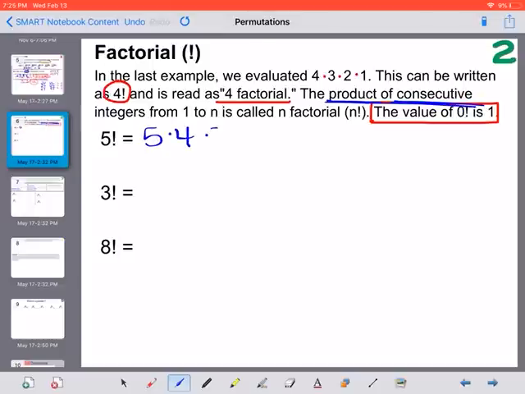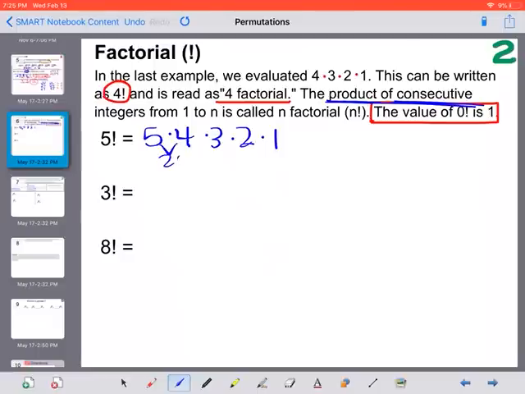5 times 4 times 3 times 2 times 1. Now, we can multiply this out using our calculator, or using our head, or I can actually show you where on your calculator you can find the factorial button. There's a button that actually is factorial, so you don't have to solve it. I'm going to do this in my head.